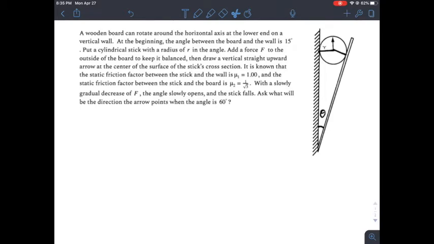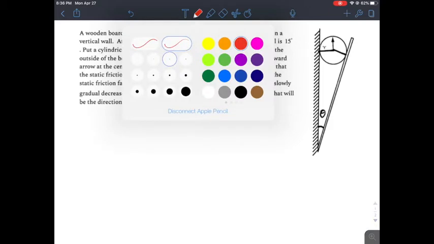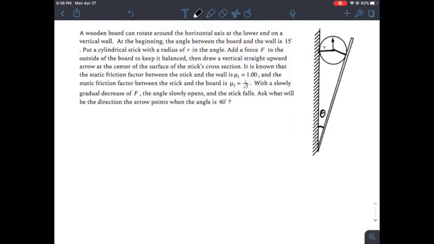It is known that the static friction factor between the stick and the wall is μ1, and the static friction between the stick and the board is μ2, which is 1 over square root of 3. With a slow, gradual decrease of F, the angle slowly opens and the stick falls. Ask what will be the direction of the arrow when the angle is 60 degrees.